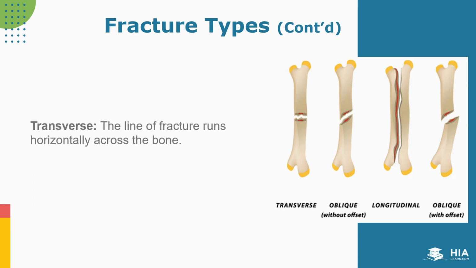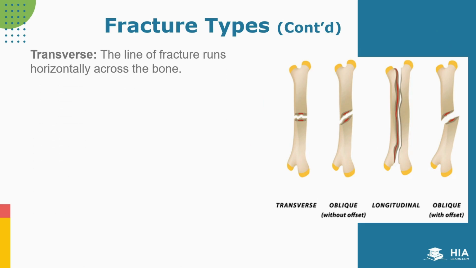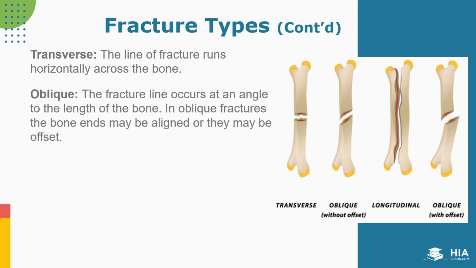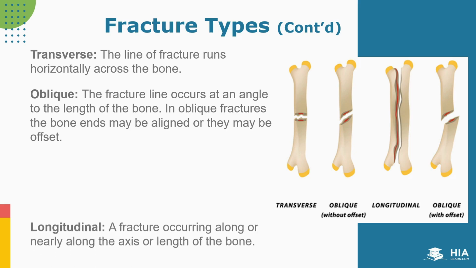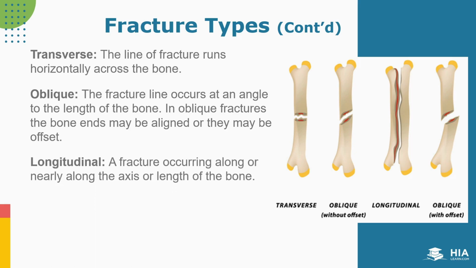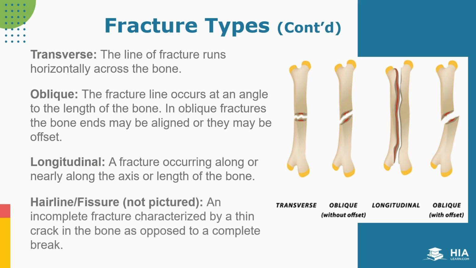A transverse fracture is one where the fracture line runs horizontally across the bone. Oblique fractures run in a line at an angle to the length of the bone. The ends of an oblique fracture may be aligned or they may be offset. Longitudinal fractures run along the length of the bone. Hairline or fissure fractures are incomplete fractures characterized by a thin crack in the bone rather than a complete break of the bone.